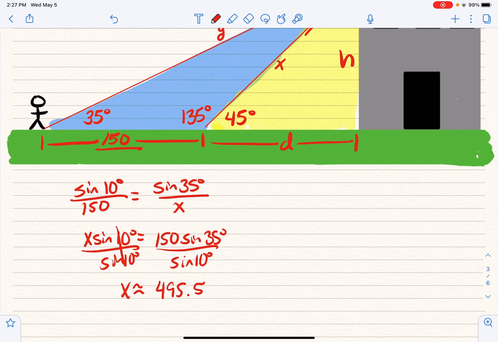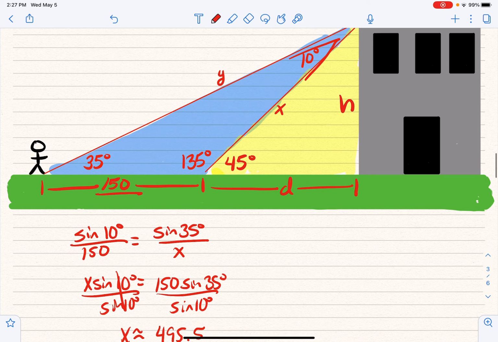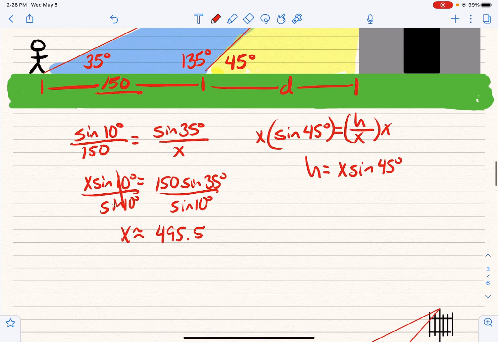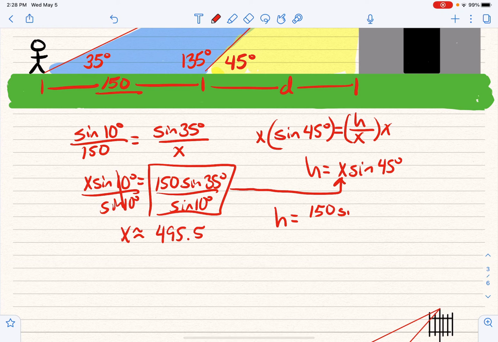Because now what I'm going to do is I'm going to say, let's look at that yellow triangle. If I was using basic right triangle trigonometry, I would know that the sine of 45 degrees is equal to opposite over hypotenuse, H over X. So to get H by itself, I'd multiply both sides by X. And I would know that H is equal to X times the sine of 45 degrees. And so what I can do is I said that this thing right here is what X is equal to.